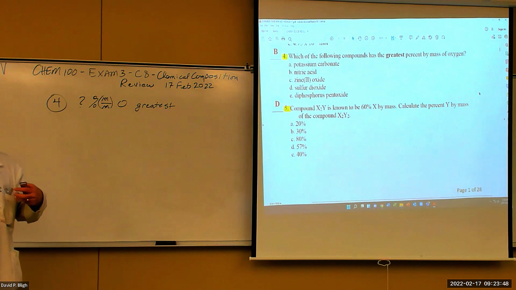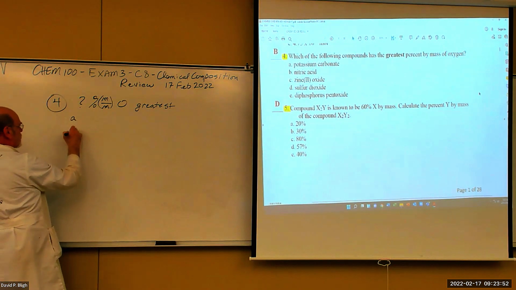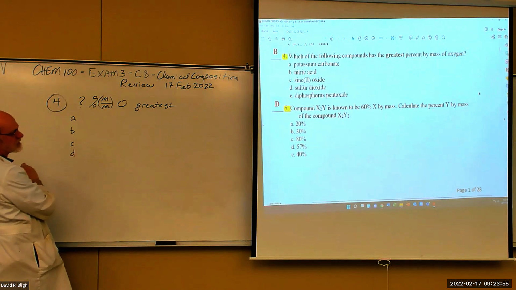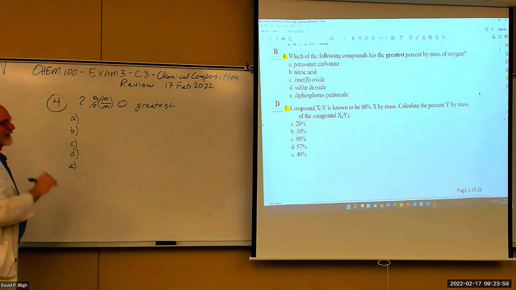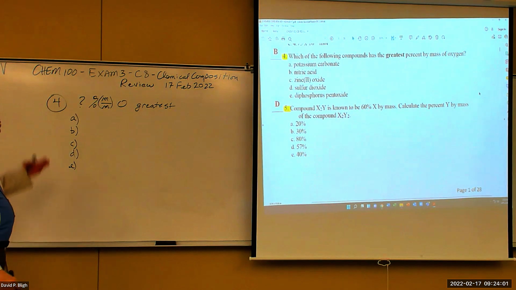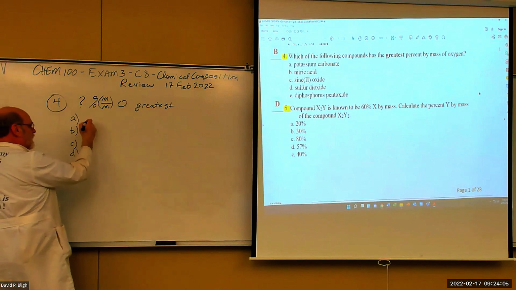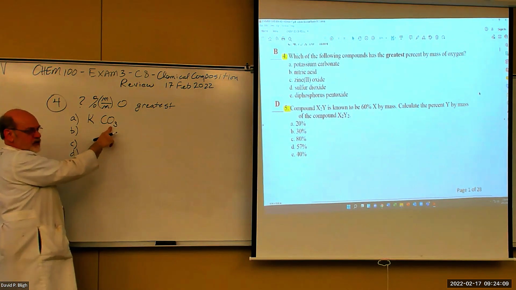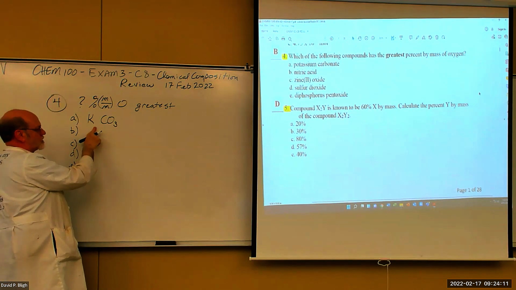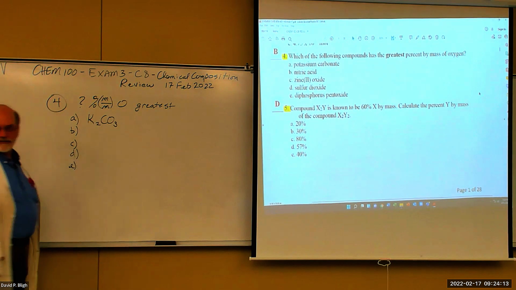Henry Ford, set up your assembly line. We've got A, B, C, D, and an E. Okay? We've got these different compounds. Potassium carbonate. So we have to write potassium and carbonate. 2 minus charge, plus 1 charge. Need 2 of them.